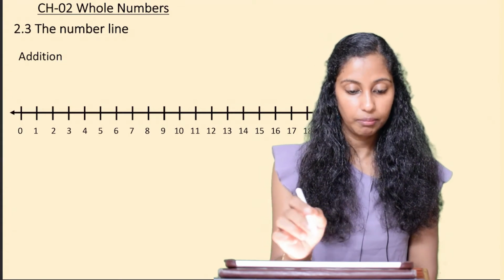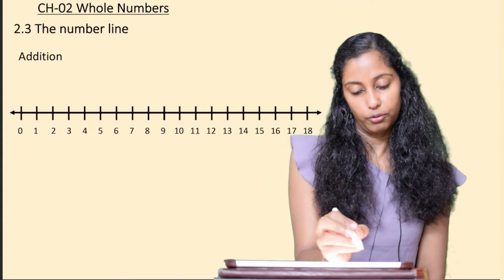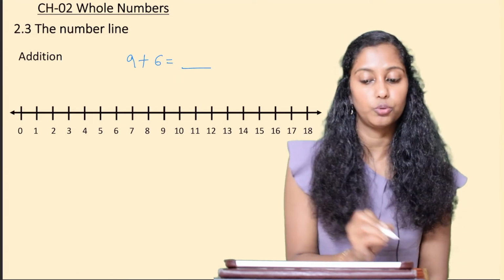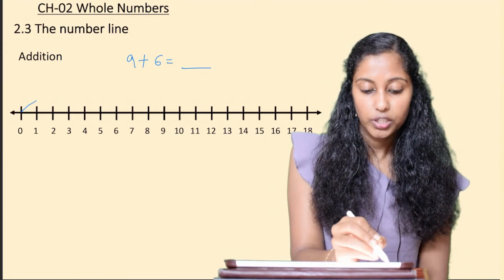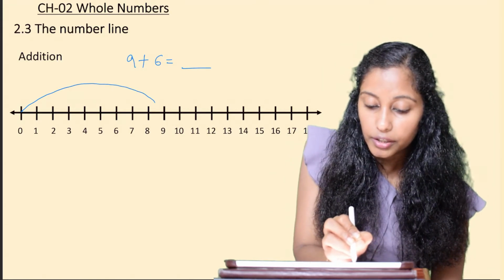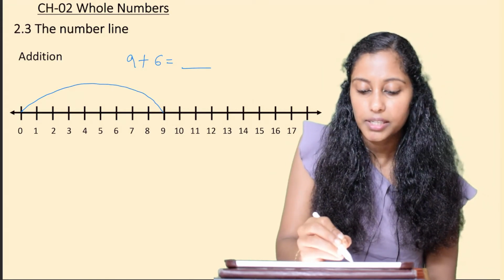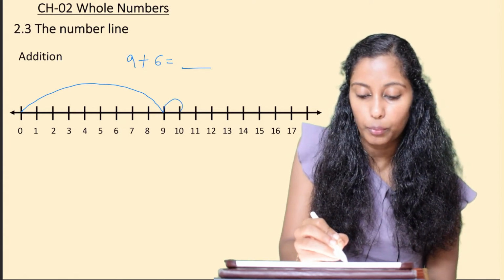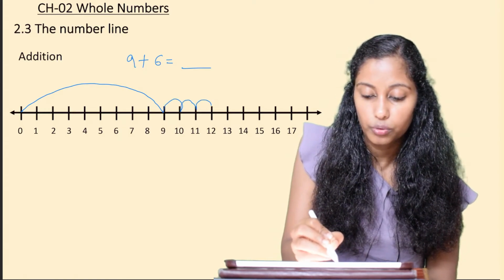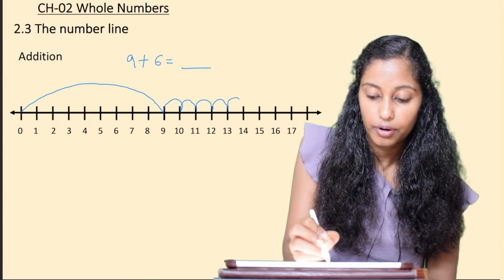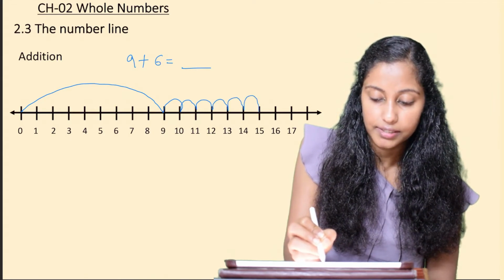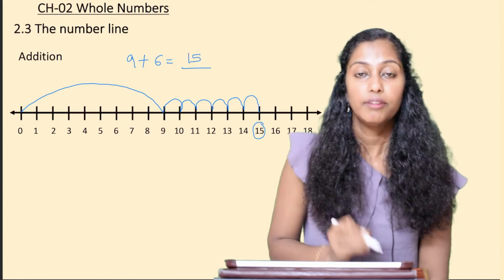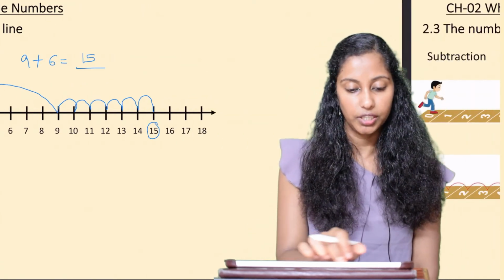So here in this number line, we are going to add 9 plus 6 is equal to. So from 0, we take a jump till 9. And then plus 6. So from 9, we take 6 leaps. So 6 jumps, one by one. 1, 2, 3, 4, 5, 6, and here we stop at 6 and we get the whole number as 15. So 9 plus 6 gives 15.